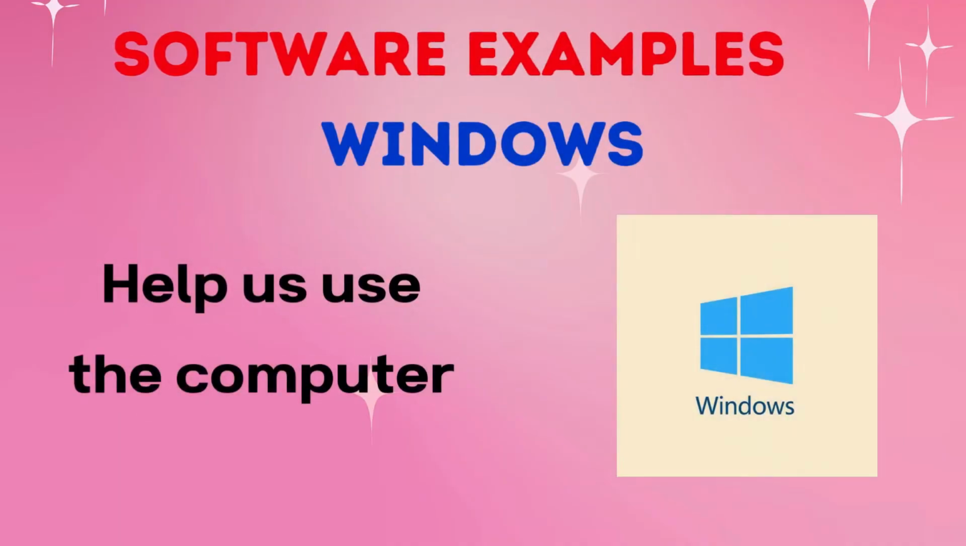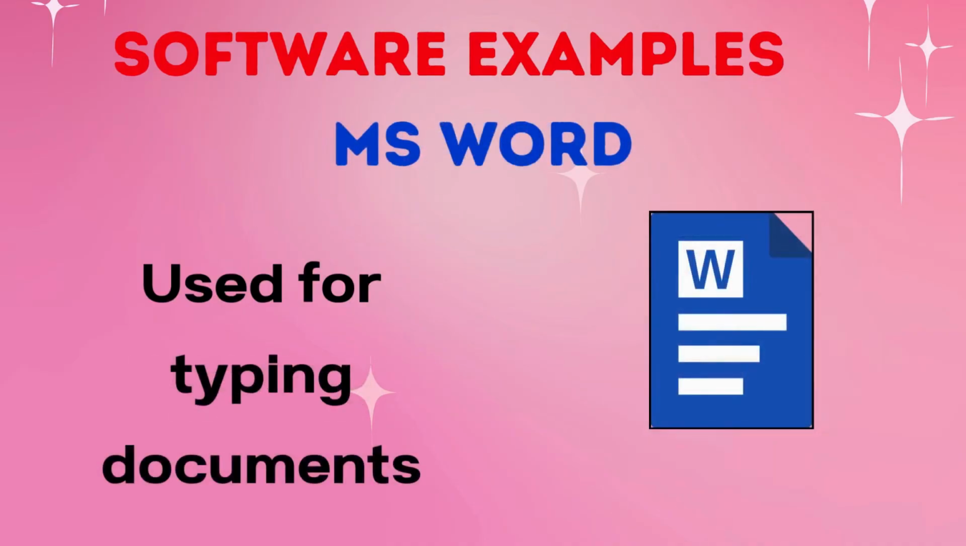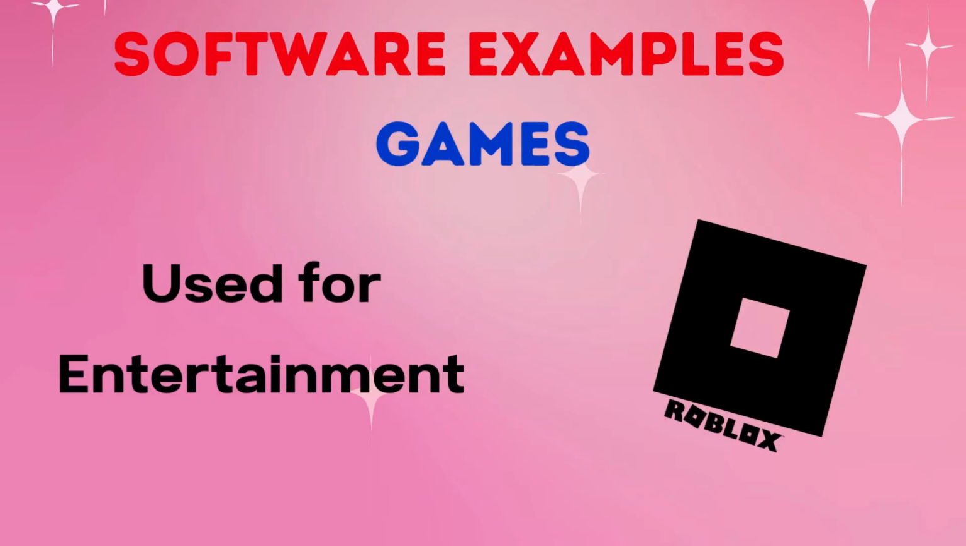Windows helps us to use a computer. Paint is used for drawing. MS Word is used for typing documents. Calculator is used for calculations. Games are used for entertainment.